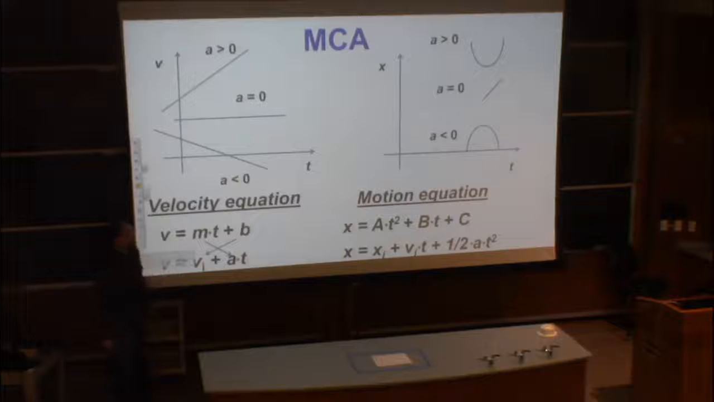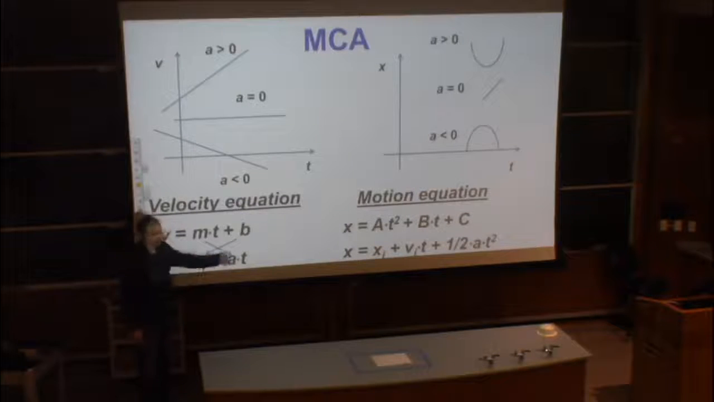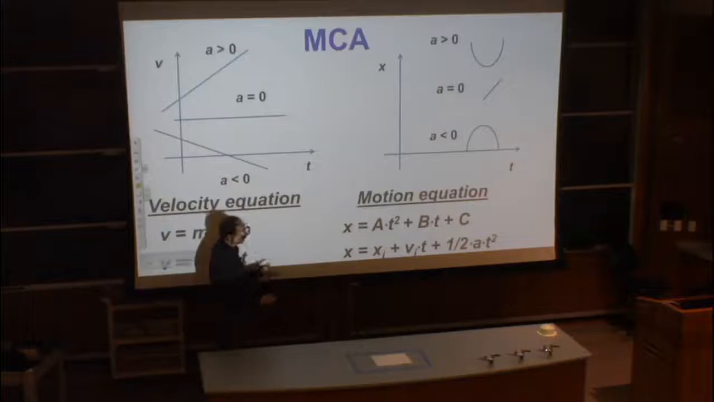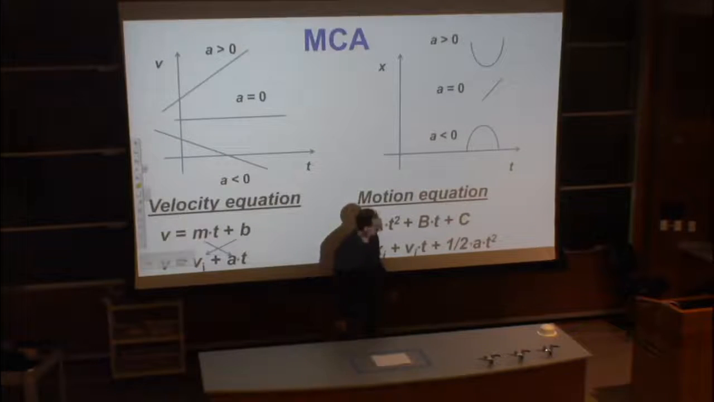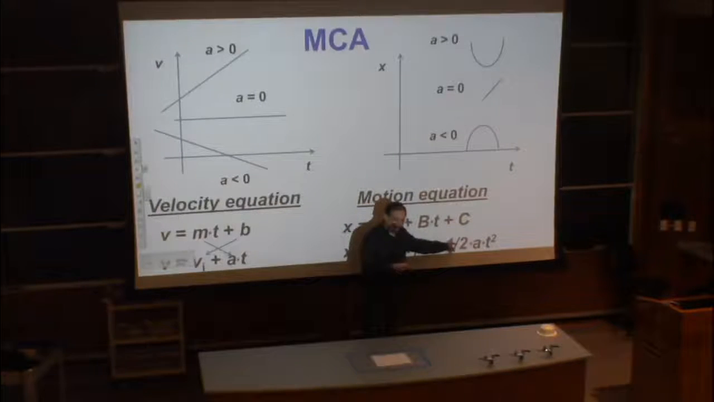What if acceleration is zero? We still can use these equations. Just plug zero here. That gives you constant velocity. And the motion with constant velocity is just a special case of the motion with constant acceleration, when acceleration is constant and equals zero.